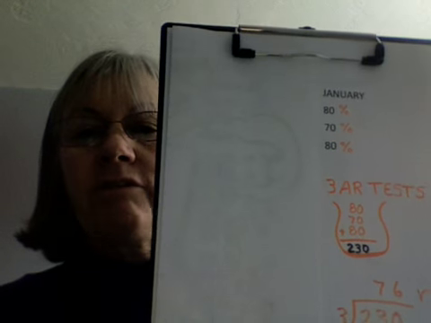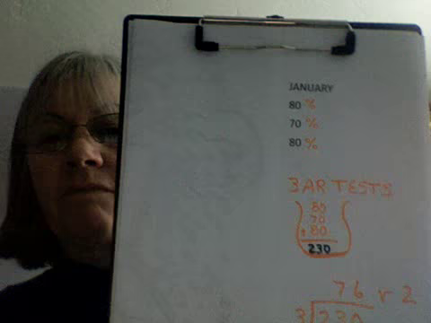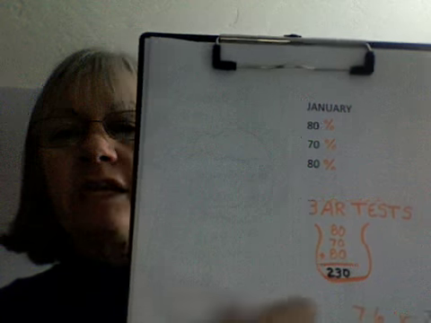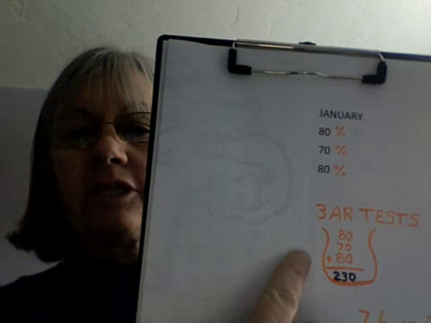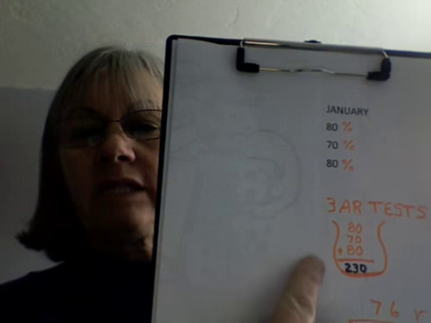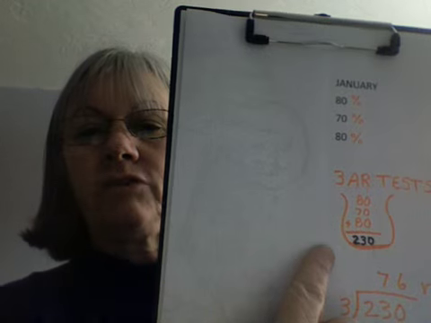To figure that out, you start with an addition problem. You put all of the test scores together in a pot and add them up together. I drew an imaginary pot here. 80 plus 70 plus another 80 equals 230.